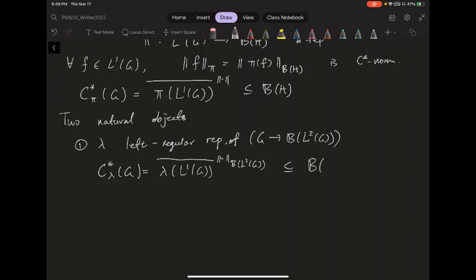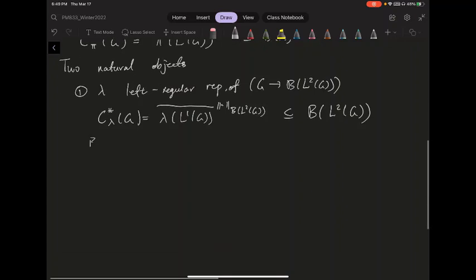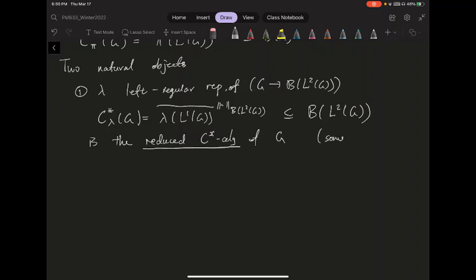This C star algebra is sitting inside a very concrete Hilbert space of bounded linear operators, namely B of the L2 space of G. That's where the C star algebra sits, and this is called the reduced C star algebra of your group G. Sometimes you write C star lambda of G, sometimes you even write C star R of G. Either way, that's your reduced one. So it's a pretty concrete one.